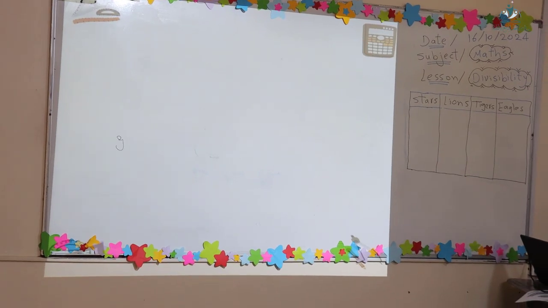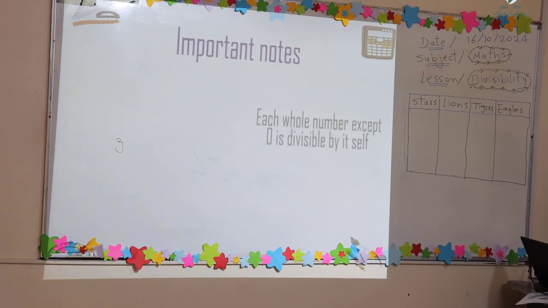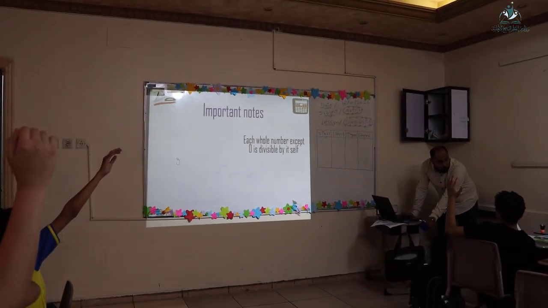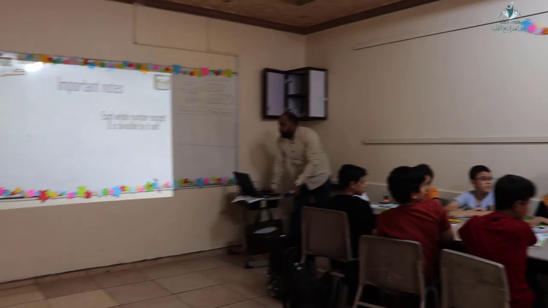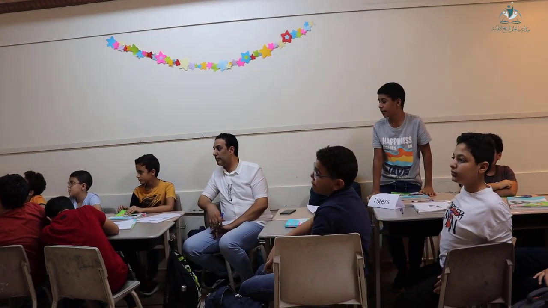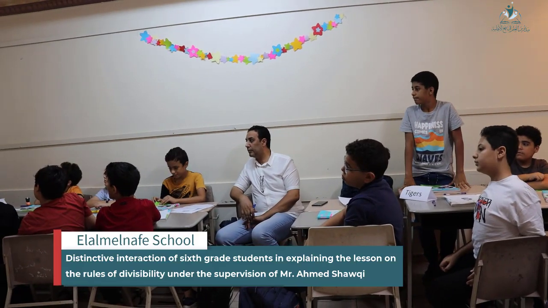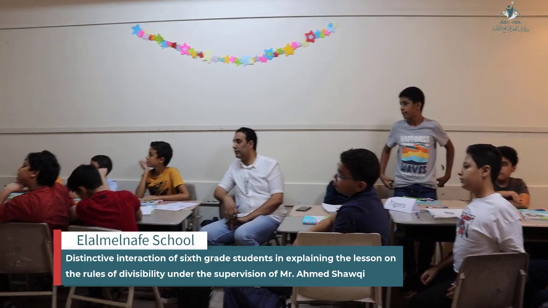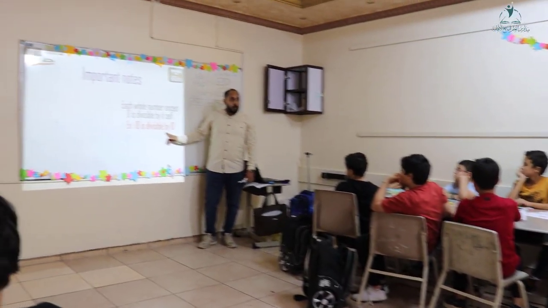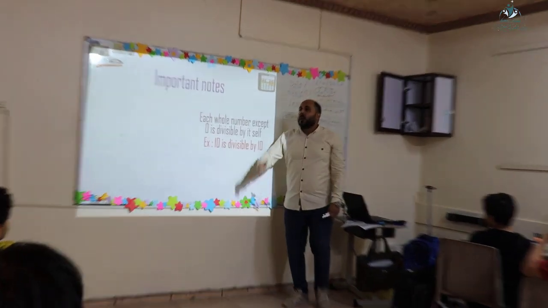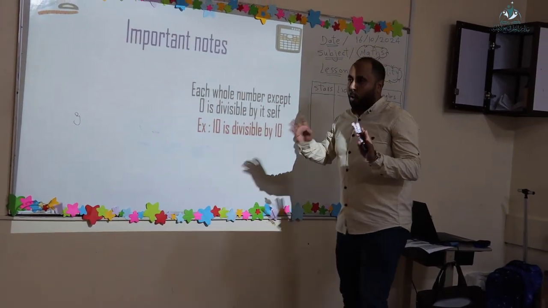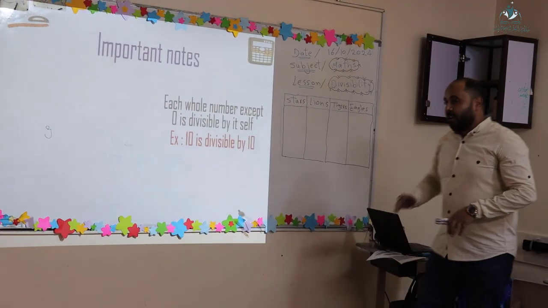Okay. Now, important note. Who can read the first note? Yes, Omar. Read it. Each whole number except 0 is divisible by itself. For example, 10 is divisible by 10, 5 is divisible by 5, 100 is divisible by 100. So, any number is divisible by itself.